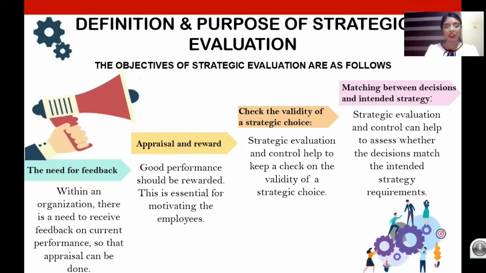The next, check the validity of a strategic choice. A strategic evaluation and control help to keep a check on the validity of a strategic choice. It helps to identify the faults and errors in a strategy. And the next, watching between decision and intended strategy. A strategic evaluation and control can be held to assess whether the decisions match the intended strategy requirements.